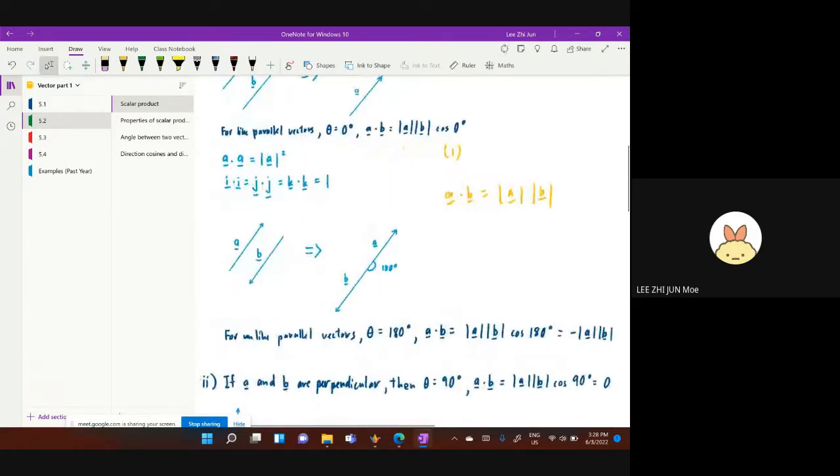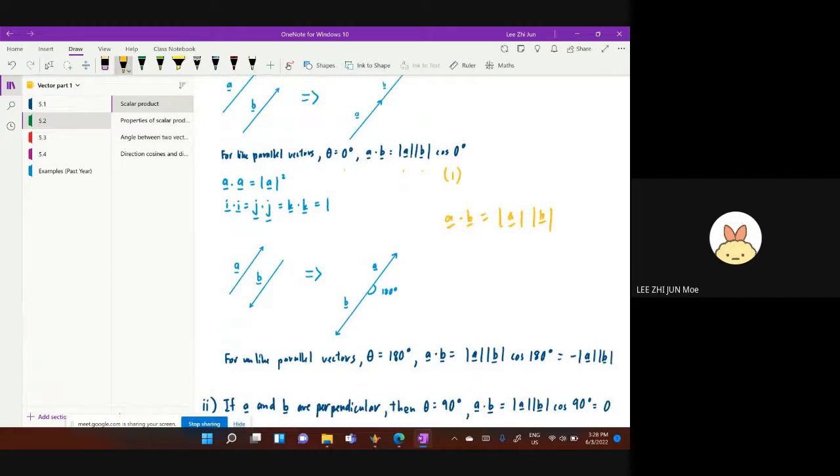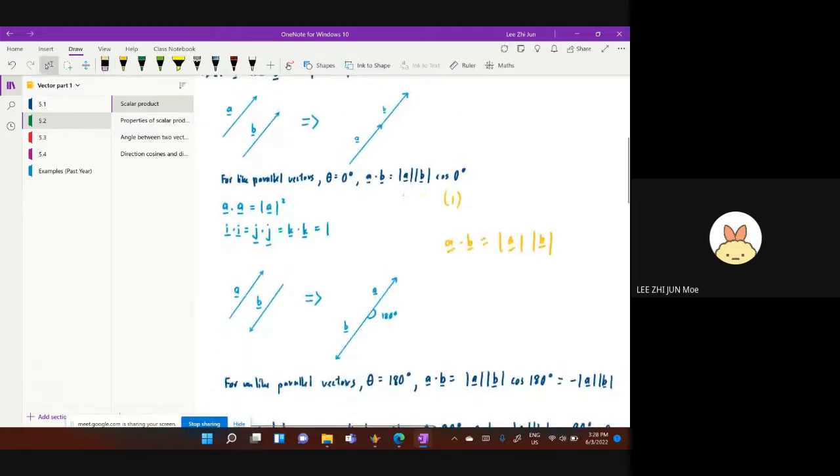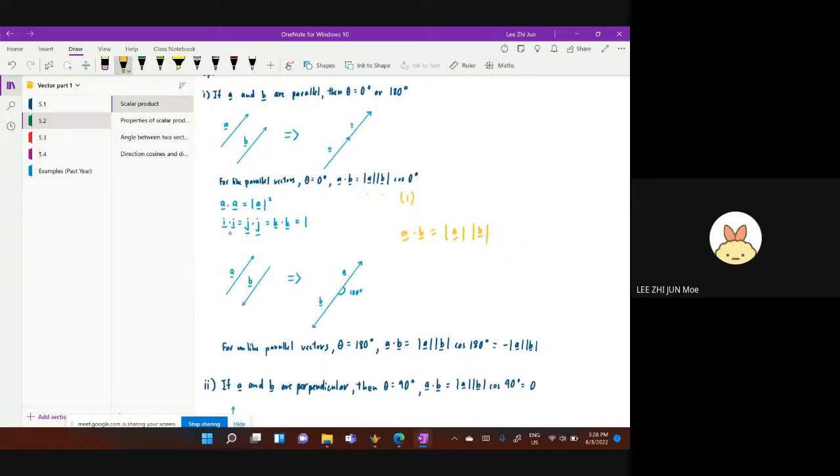If there are parallel vectors with the same magnitude and same direction, we can just write AA, which equals modulus A squared. And for the unit vectors in direction, I with I, J with J, and K with K, the dot product will be 1.